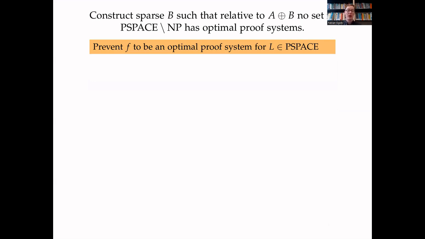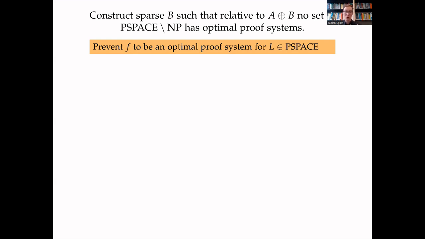Because usually we would have to consider all proof systems and all sets from P space and somehow intertwine all construction steps for all pairs of those. But for the sketch, it is enough to just consider one proof system and one set from P space.